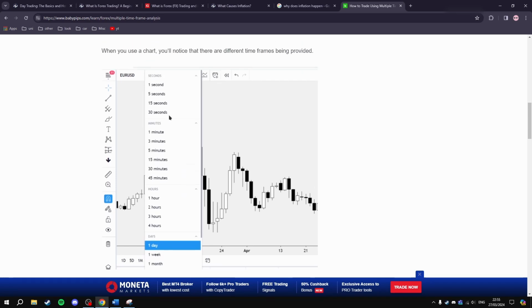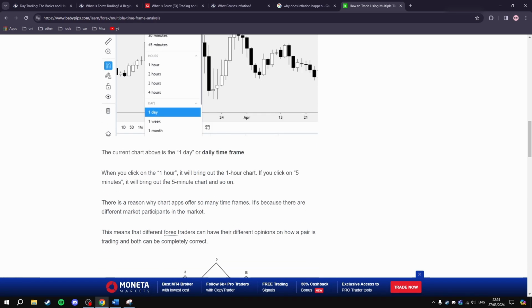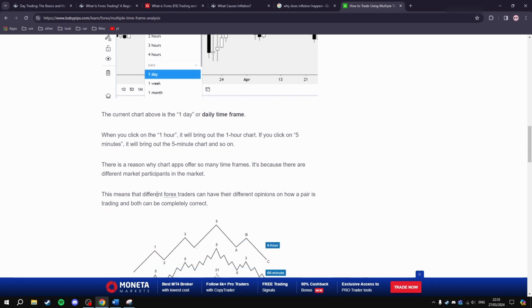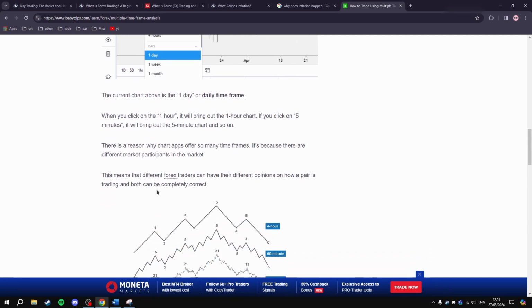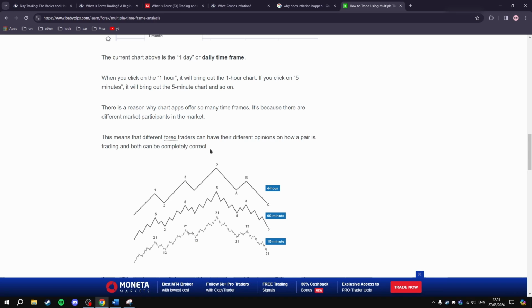So we've got seconds, minutes, hours, days. The current chart above is the 1 day or daily time frame. When you click on the 1 hour, it will bring out the 1 hour chart. If you click on the 5 minutes, it will bring out the 5-minute chart, and so on. There is a reason why chart apps offer so many time frames. It's because there are different market participants in the market. This means that different Forex traders can have their different opinions on how pairs are trading and both can be completely correct.